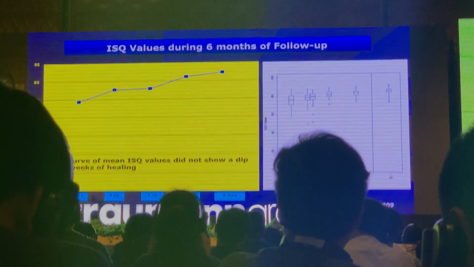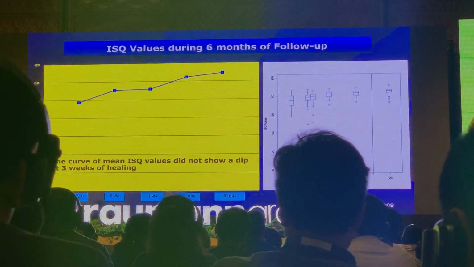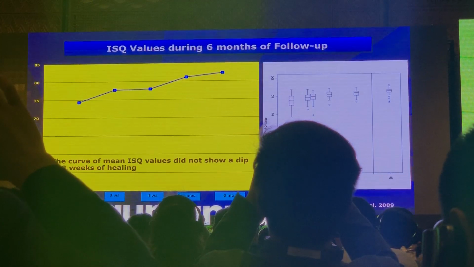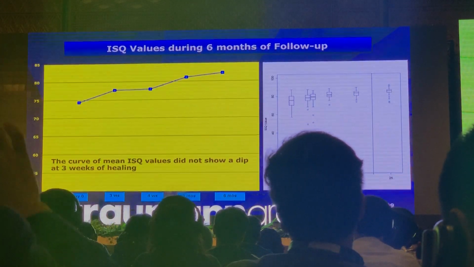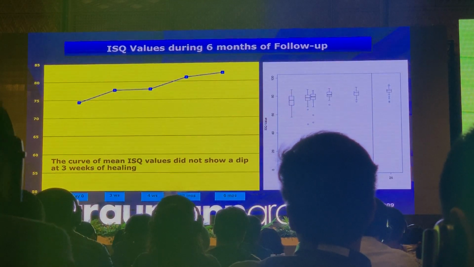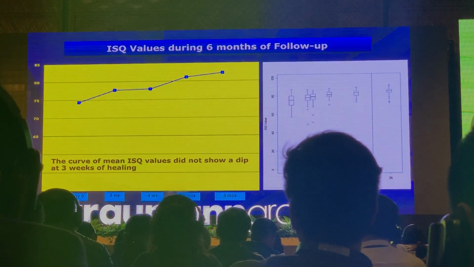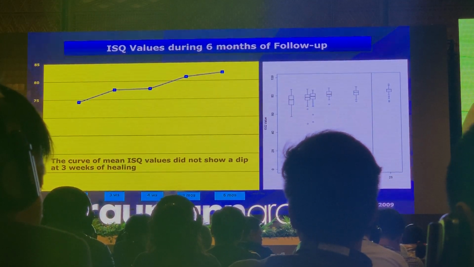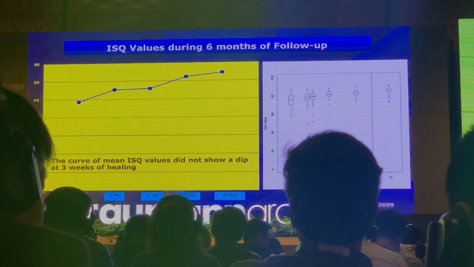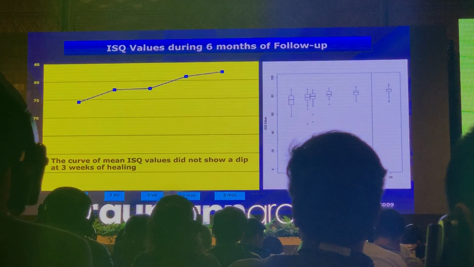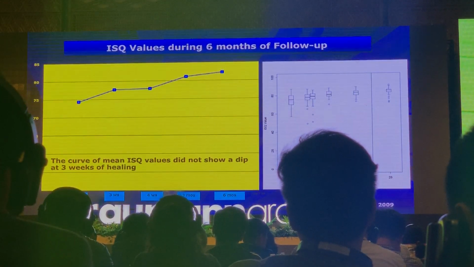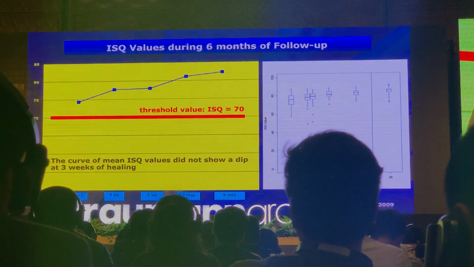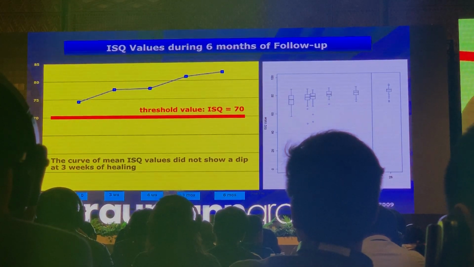And you see here the ISQ values over time. At the day of surgery, day 0, the average was about 74. But you can also see that some of them were 58, up to more than 80, that's the whole spectrum. Then we measured at 3 weeks, 4 weeks, 7 weeks, and 12 weeks, and you see that the curve goes up. So, very nice. Based on that, we made a decision: we want to use in daily practice a threshold ISQ of 70.